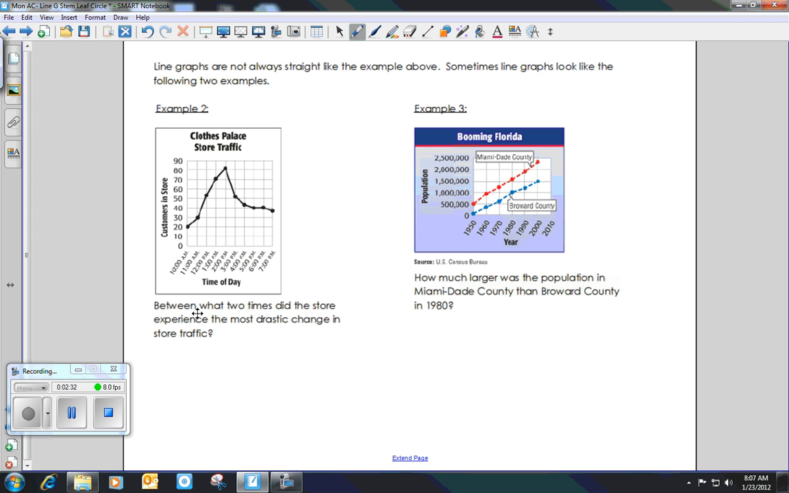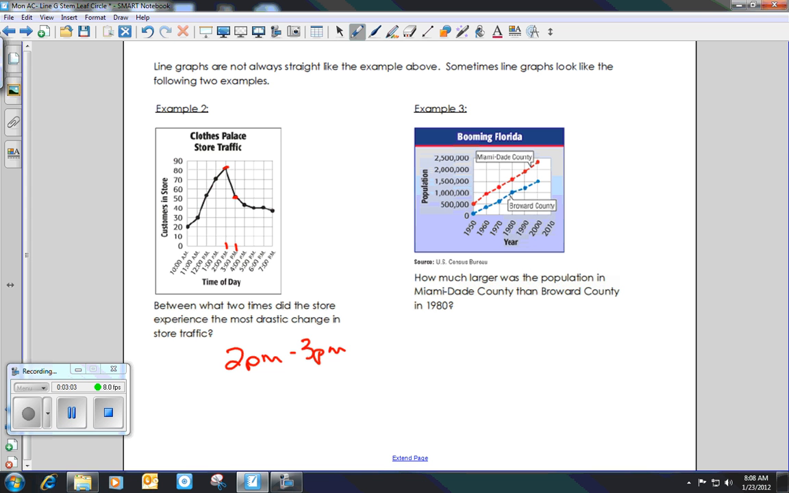So the question is asking, between what two times did the store experience the most drastic change in store traffic? That means where was the line the steepest? If we look at this graph, we'll see that probably the steepest part is in between here and here, these 2 points, which translates to 2 o'clock to 3 o'clock. So 2 p.m. to 3 p.m. had the most drastic change in store traffic.